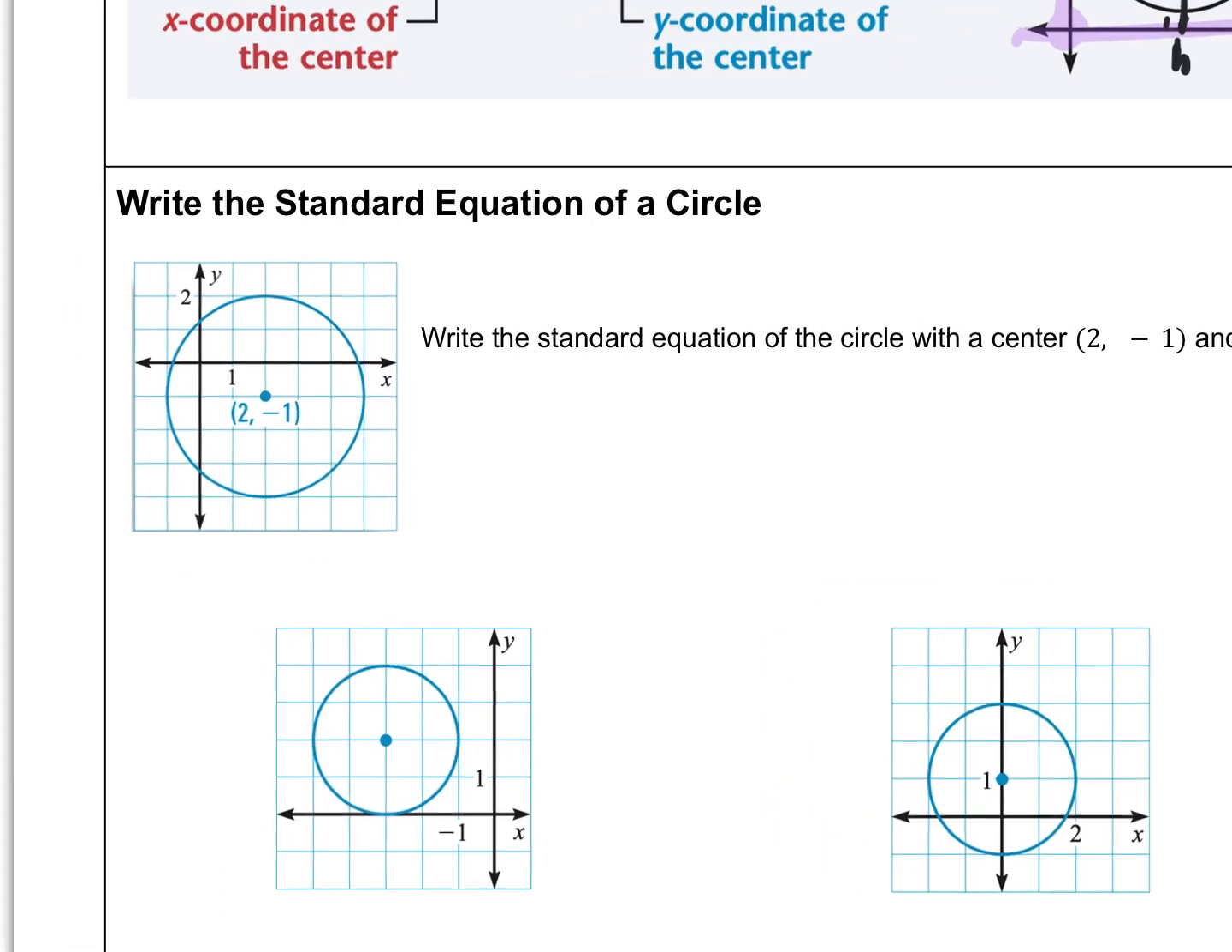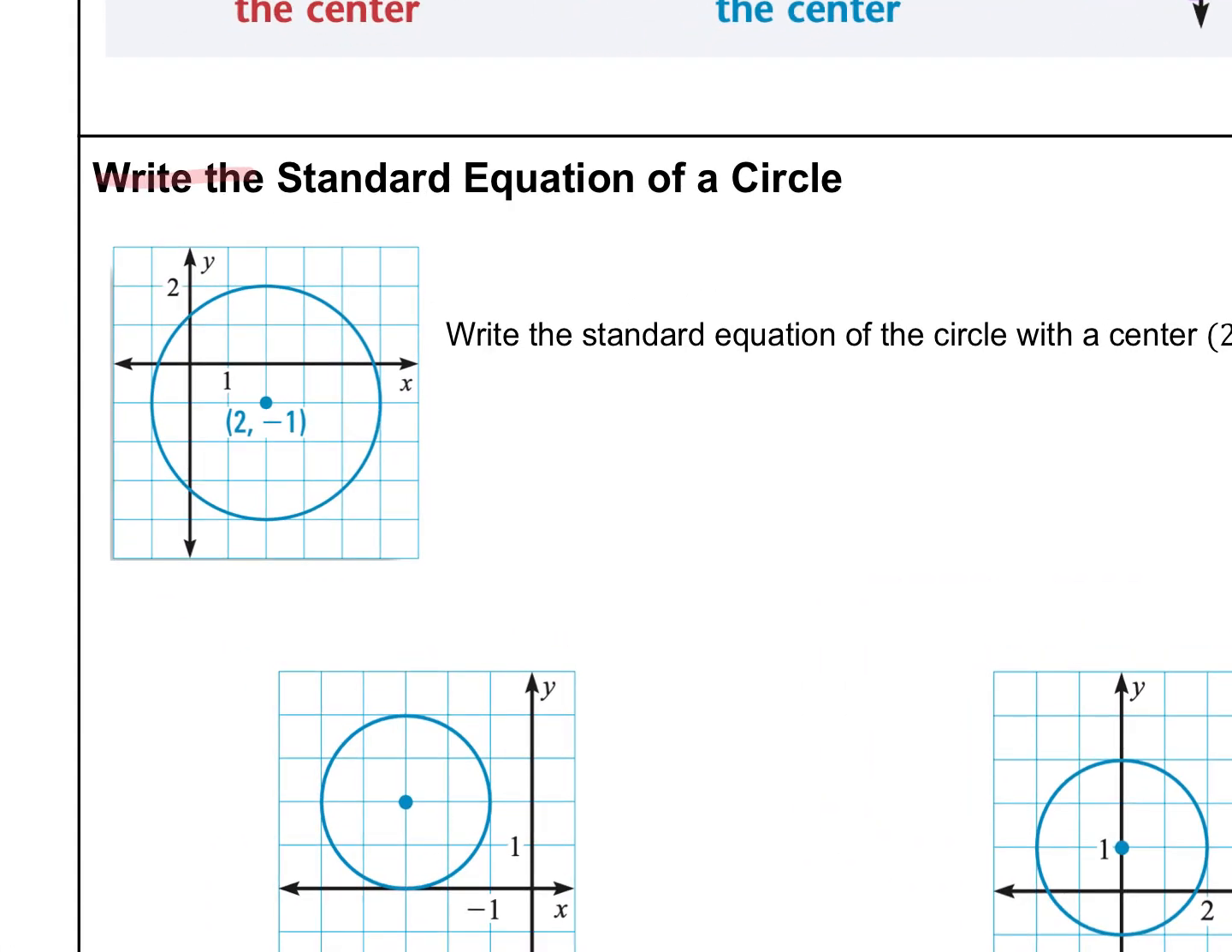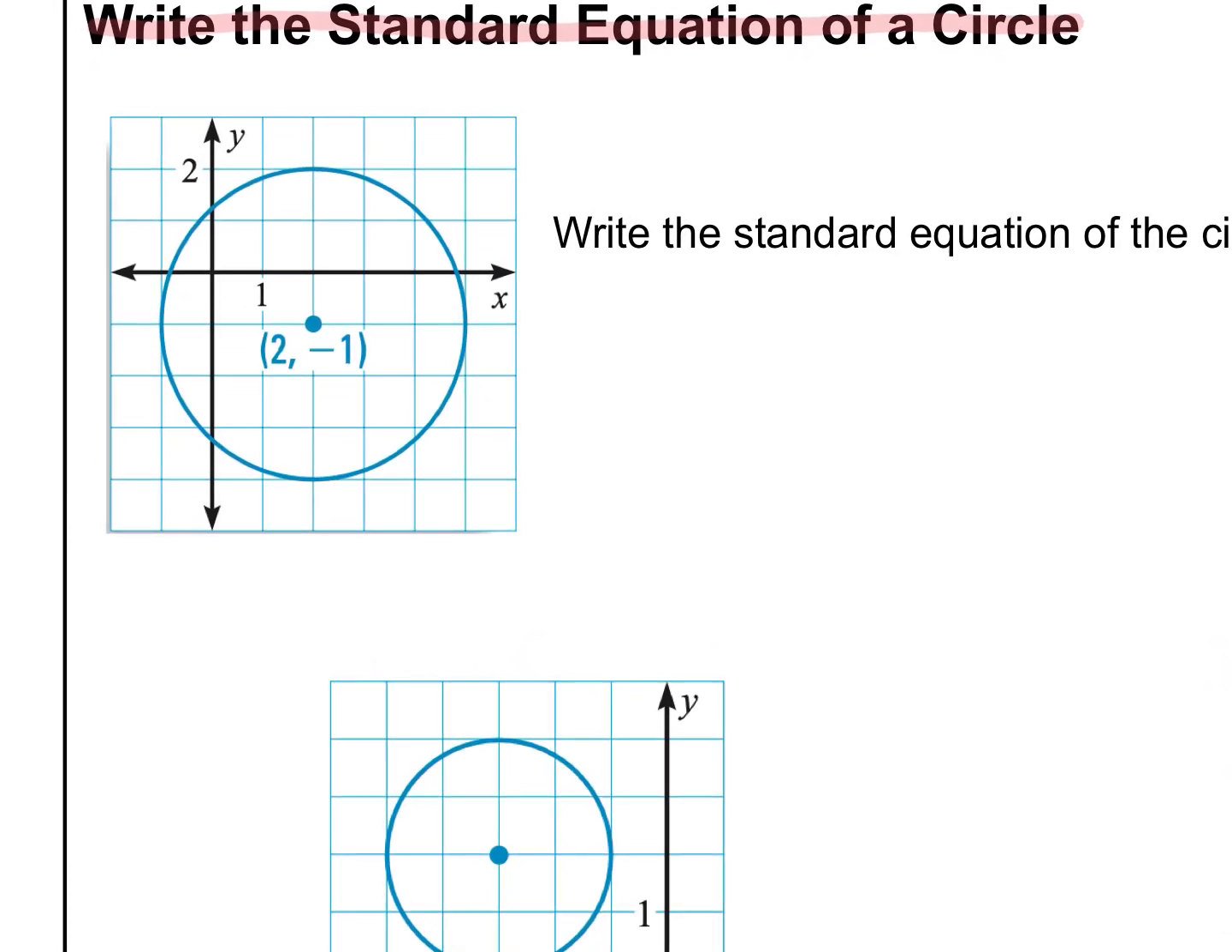Okay, so let's look at this one. Let's write the standard equation of a circle in this graph. What did you notice in here? The center is at (2, -1). Now, what do you think is the radius? If we count from the center, it's going to be 1, 2, and 3. So this is going to be 3 units.